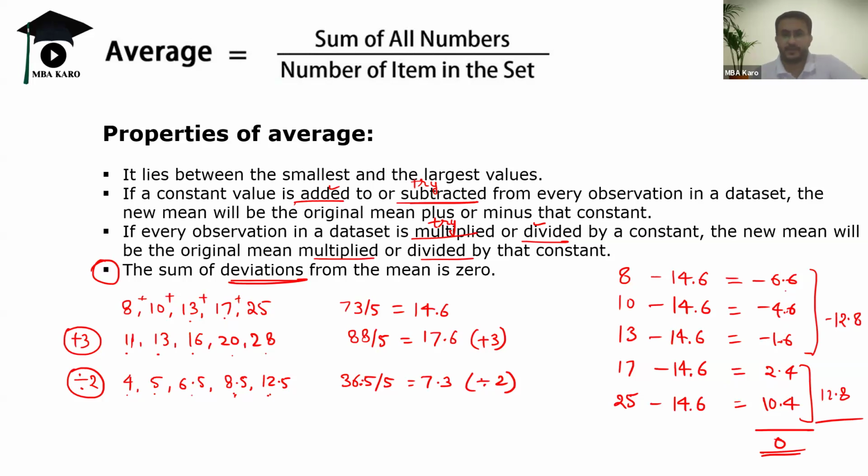So there are three handy properties. One is largest and smallest, that's a logic. But if some addition or subtraction is required, you know how the average will change, and similarly for multiplication and division. And the third thing is that the sum of deviations is 0. So we will use this to learn how to calculate averages using the deviation method, which is very handy in data interpretation. First let us understand it and we will apply it in the questions.